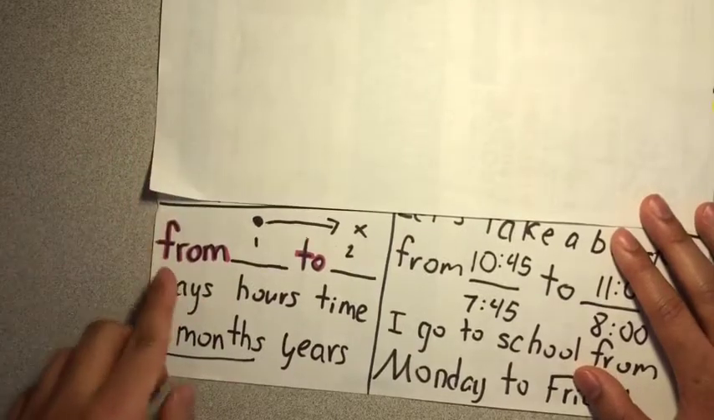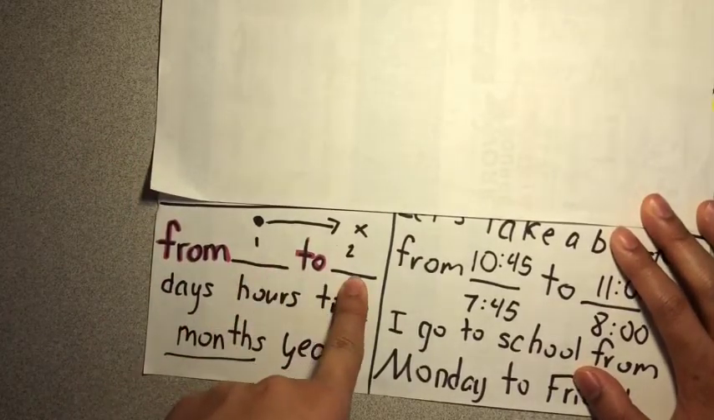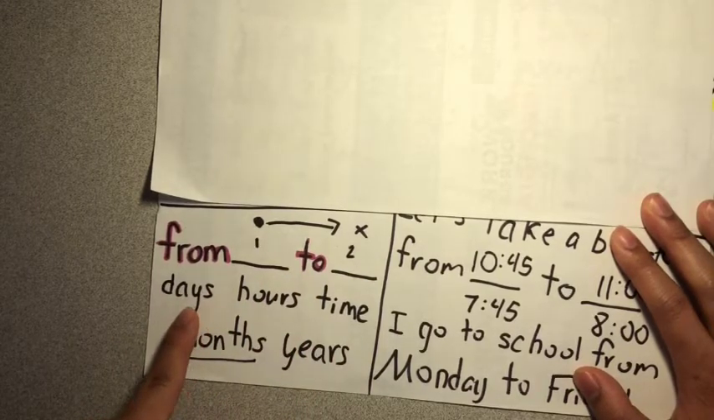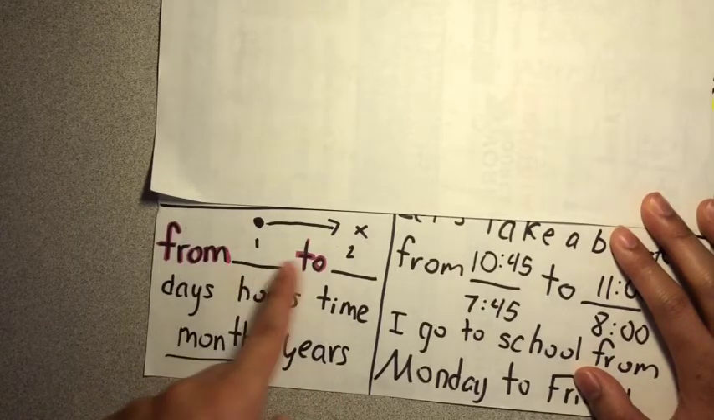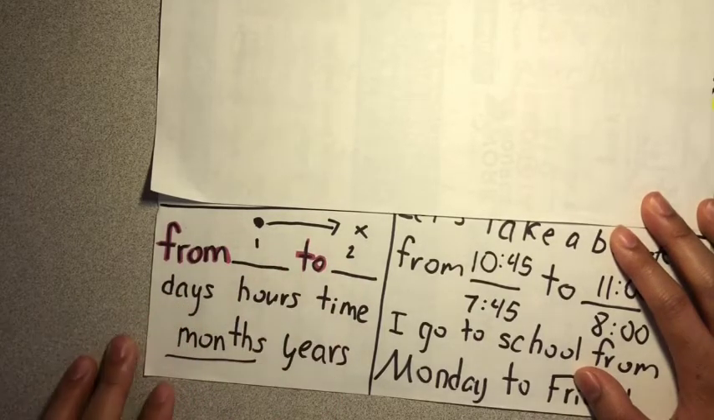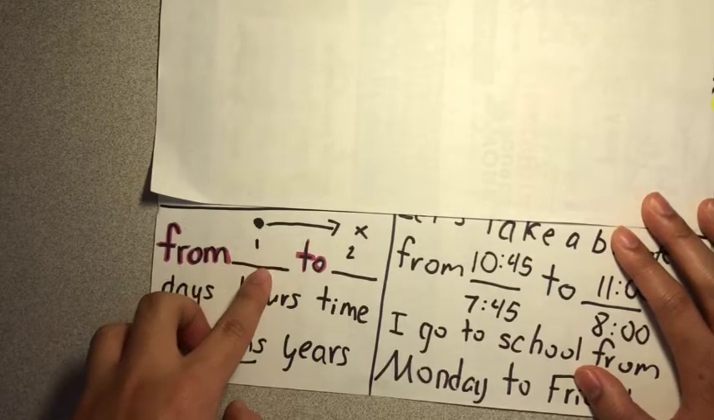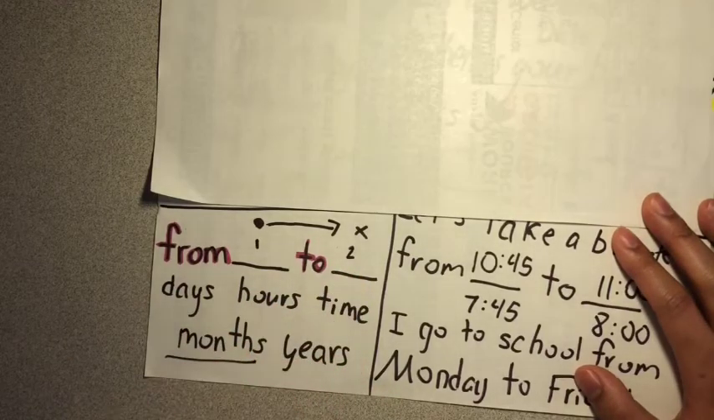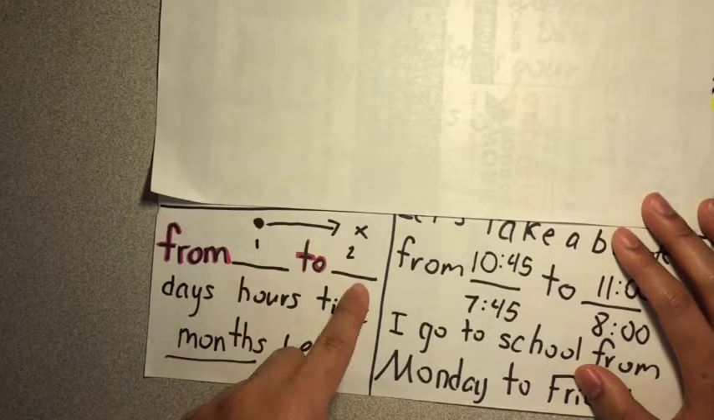And finally, we have from, to. The start, the end. We can use this for any unit of time. We can say days, hours, minutes, months, or years. From, to. So we can say, I take a break from 11 to 11:30. Or I work from 8 a.m. to 5 p.m.